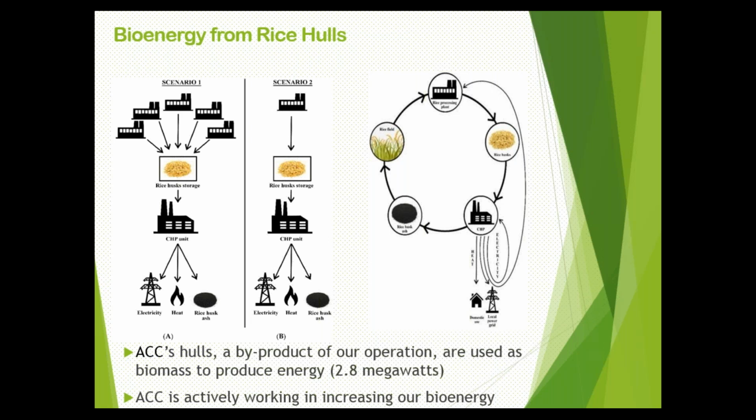Right now, the hulls that we send to the centralized unit are being used to generate about 2.8 megawatts of energy. And our ultimate goal is to come online in 2021 with the on-site facility that has an output goal of 3.5 or more megawatts. In addition to increasing the amount of electricity produced, just because of the on-site nature of it, there's no loss in transportation, as well as technological advances over the last 25 years in the biomass field.